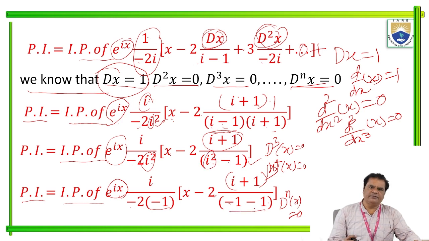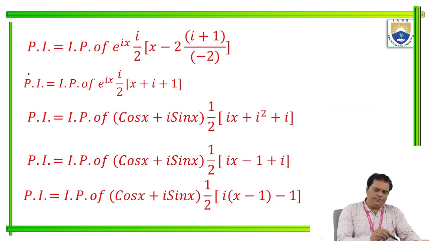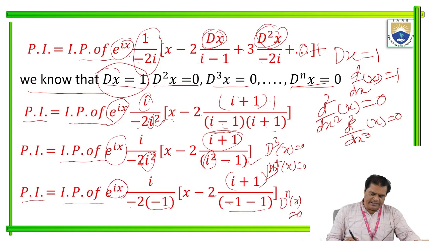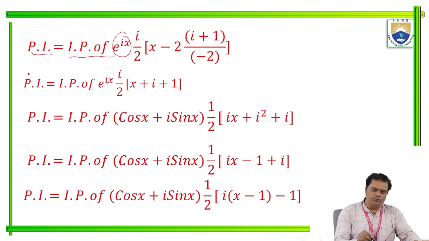Minus 1 minus 1. So now here P.I. equal to I.P. of e to the power ix, i upon 2 here. How do we get 2 here? Minus 2 plus minus 1, minus 1 plus... 2 into 1, 2. And here minus 2, minus 2 minus 2, 2, 2 is cancelled here. Now next, 2, 2 cancelled here. Minus minus plus here. So here i plus 1, and 2, 2 cancel, plus x plus i plus 1.